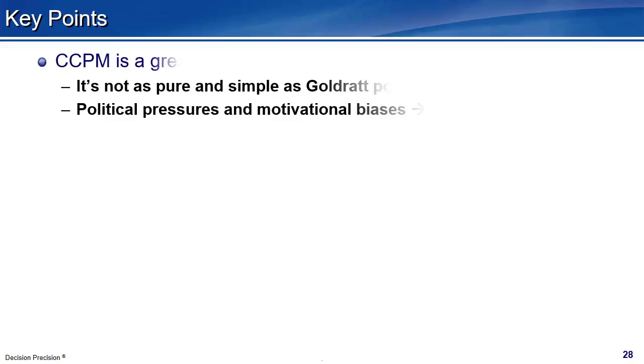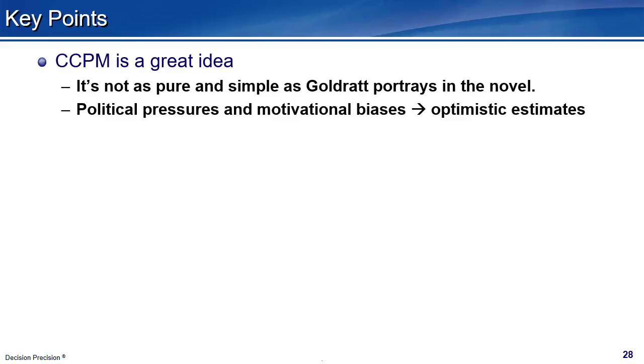Let's wrap up with key points. CCPM, Critical Chain Project Management, is one of the great ideas in project management. As with many inventions, it is obvious in hindsight. The motivations are not as pure and simple as in Critical Chain the novel portrays. For example, activity time estimates might instead be optimistic because of political pressures or motivational bias.